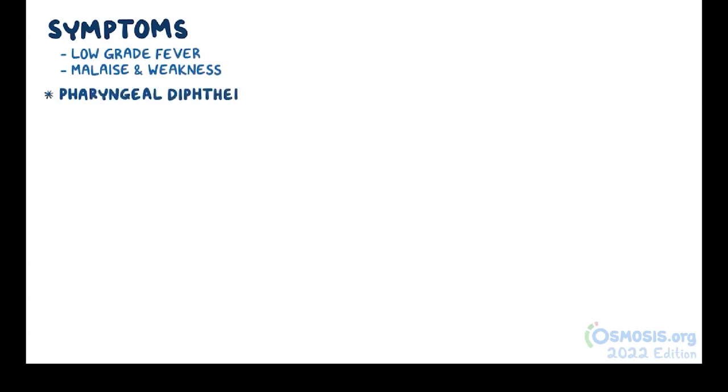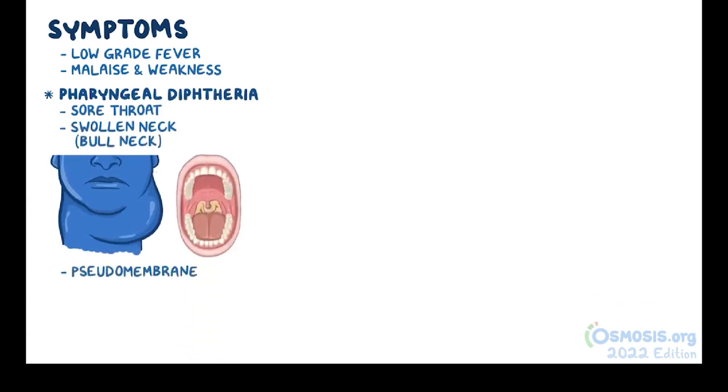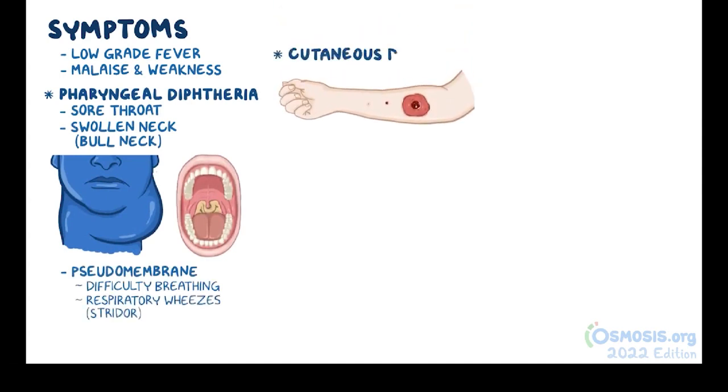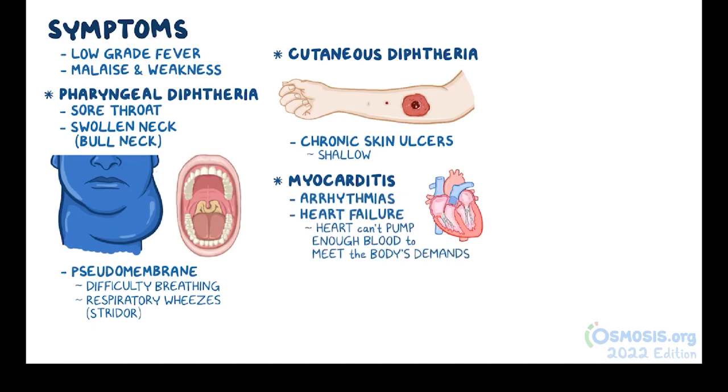In pharyngeal diphtheria, people present with sore throat, a swollen neck that people commonly call bull neck, and the pharyngeal pseudomembrane formation that usually can cause difficulty breathing associated with respiratory wheezes or stridor. In cutaneous diphtheria, there are typically chronic skin ulcers, which are shallow. With myocarditis, there might be signs of cardiac dysfunction, like arrhythmias or even heart failure, which is when the heart can't pump enough blood to meet the body's demands.